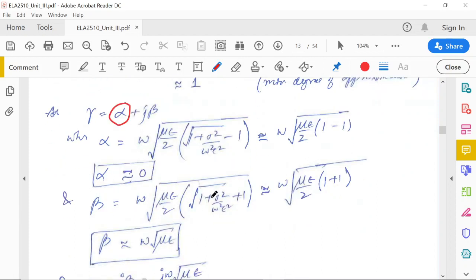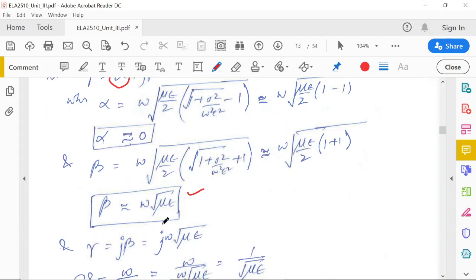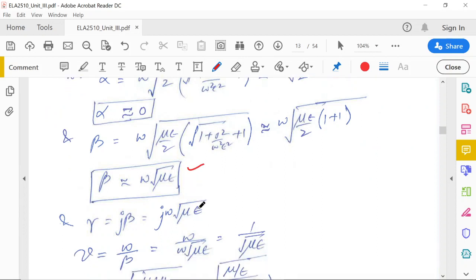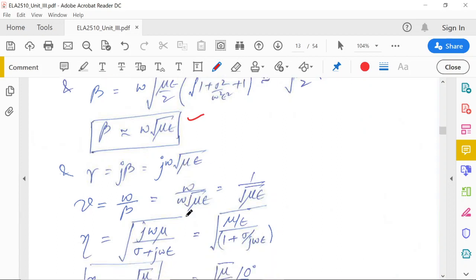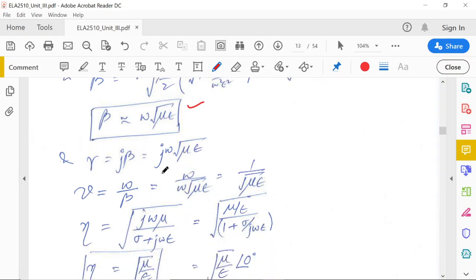Whereas for beta, you have 1 plus 1 and you get the same beta as for the lossless dielectric. So beta equals omega under root mu epsilon. Now, as alpha is 0, the propagation constant is j beta, which becomes j omega under root mu epsilon. The phase velocity is omega over beta. As beta is a linear function of omega, these cancel out, and the phase velocity depends only on the medium and is independent of frequency. So it will be constant, and there will be no dispersion.